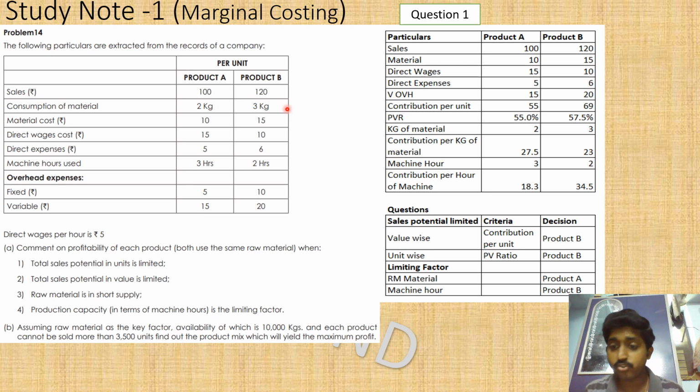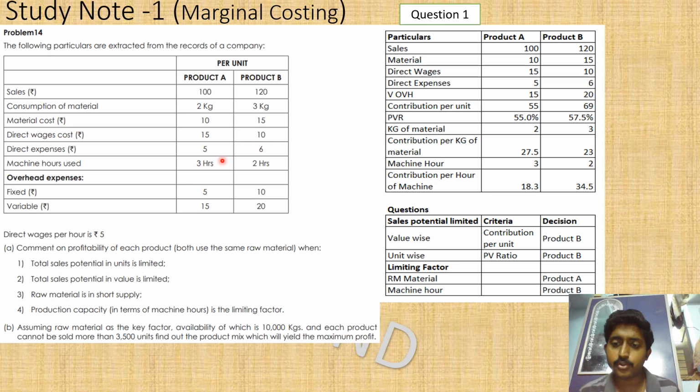This problem is also one such problem. That's why they have given material in kg. Usually material cost per unit they will give, but here material in kg they have given. How much kg of material is required? Material cost also they have given per unit. Wages cost also they have given. Expenses cost also. Machine hours they have given, which means machine hours also may be critical for them.